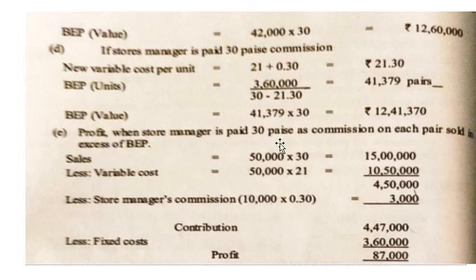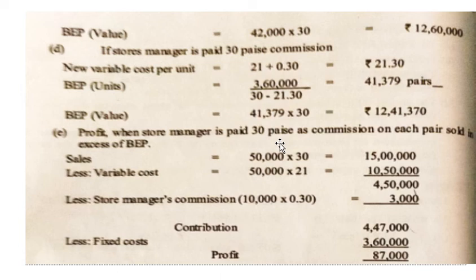Profit when the store manager is paid 30 paise as commission on each pair sold in excess of the break-even point. So that commission will be given only on the excess units which are sold, apart from the break-even point we have got from the original data. In the original data, the initial break-even point based on the question given in the problem is 40,000.